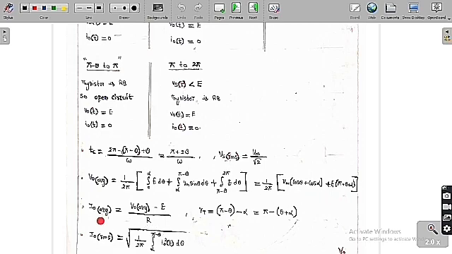So if you want to know the I naught average, because V naught average is equal to I naught average into R plus E, we can simply say I naught average is equal to V naught average minus E by R. So if you know V naught average, you can simply substitute this expression to figure out the value of I naught average.